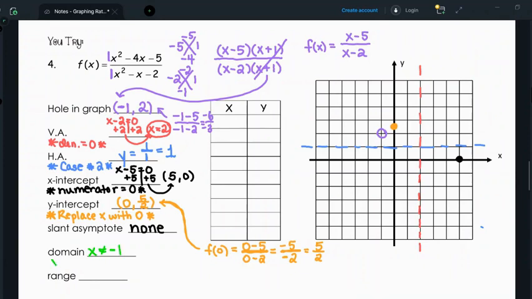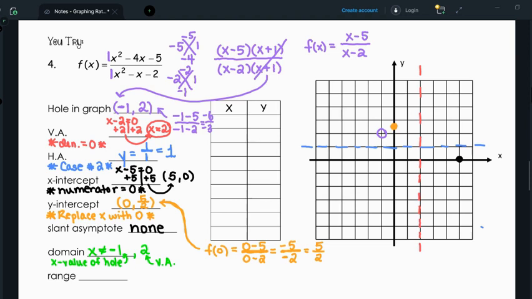So that's where I'm getting this value of negative 1, because that's the x value of our hole, which means I cannot include it in our domain, as well as the vertical asymptote's x value equaling 2 can never be included in the domain as well, and that's always where I'll get my numbers from.